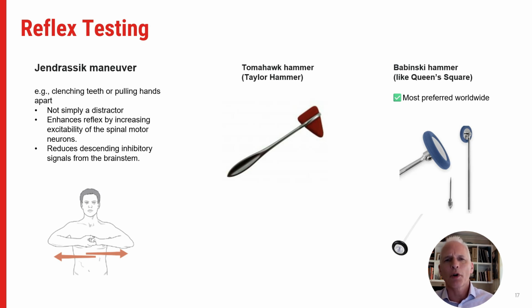And it is most preferred, pretty much around the world. It's the preferred hammer. So if you are struggling to get a reflex with the tomahawk hammer, have a look at trying the Babinski hammer or the Queen Square hammer, basically the same hammer, in clinic. And it's roughly about 70 to 80% of neurologists use that type of hammer.